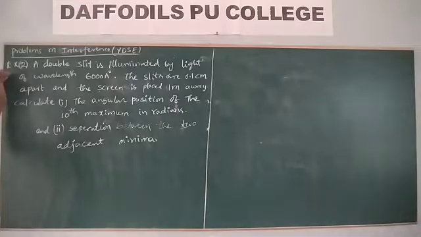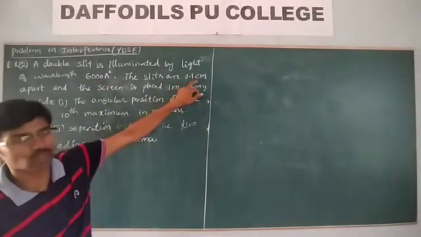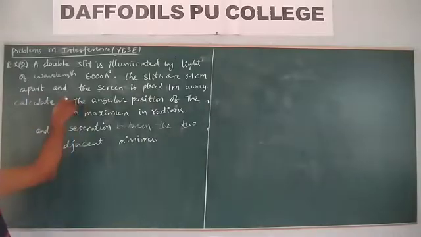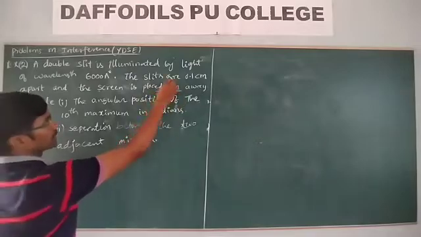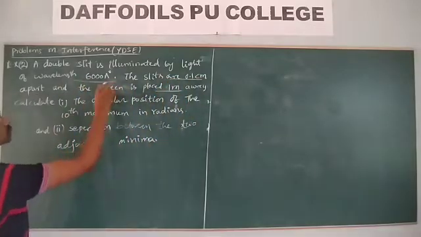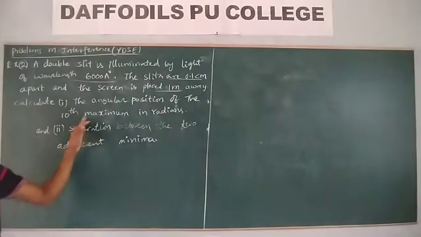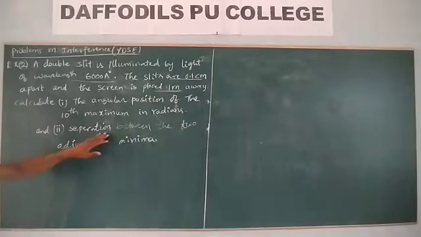Second example: a double slit is illuminated by light of wavelength 6000 angstrom. The slits are 0.1 centimeter apart, and the screen is placed 1 meter away. Calculate the angular position of the 10th maximum in radians and also the separation between two adjacent fringes.